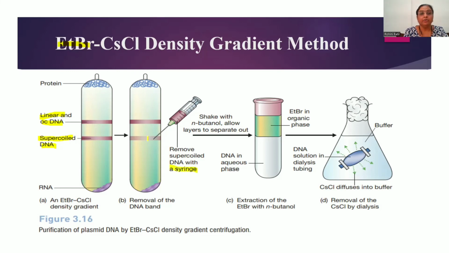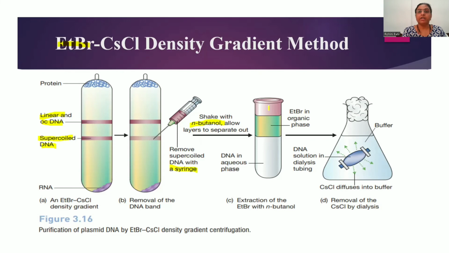Now, in this plasmid DNA there is bound EtBr. That EtBr has to be removed, and to remove it, the DNA is treated with an organic solvent like N-butanol.